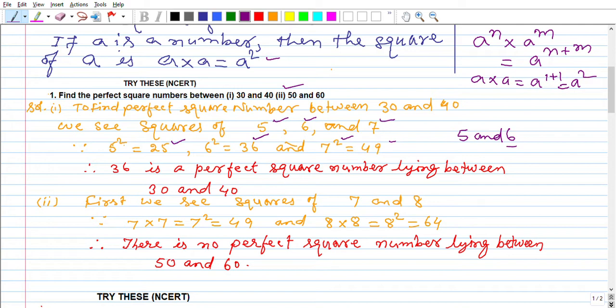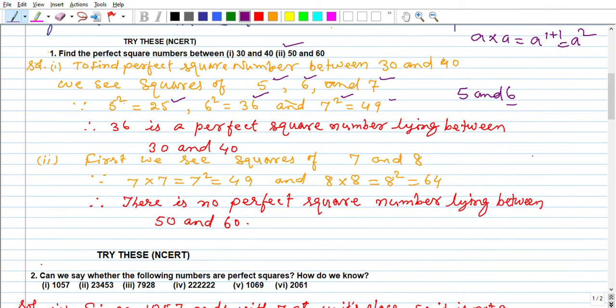We know very well, by continuously practicing square numbers, that we can easily remember 7 square equal to 49 and 8 square equal to 64. Then between 49 and 64, obviously 50 and 60 come, but no perfect square number lies between 50 and 60. So we can write here: therefore there is no perfect square number lying between 50 and 60.